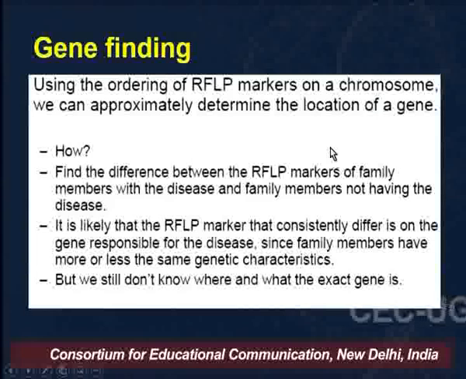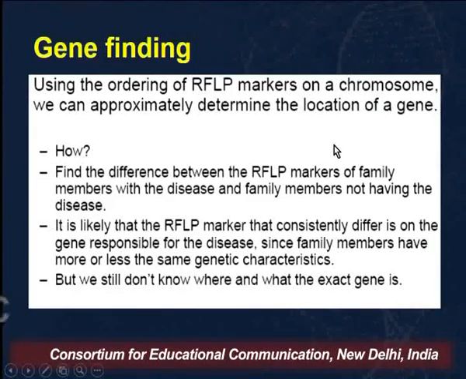Another application is gene finding. So that is basically about the forensics in the criminal testing or the paternal testing. Another application is what is called gene finding. So by screening for RFLP markers, for example, on a chromosome, we can approximately determine the location of a gene. How can we do that?